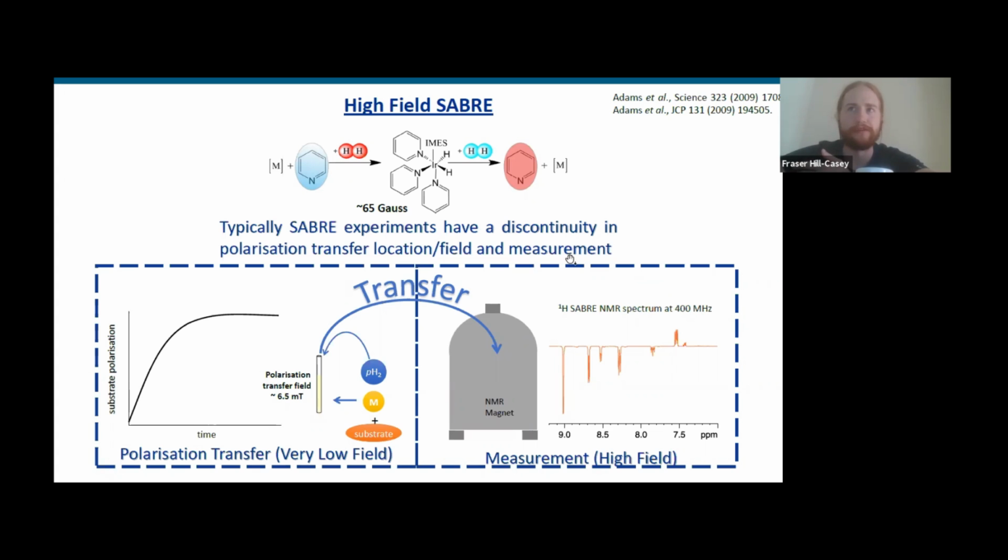The issue that comes with these experiments is that your polarization transfer is performed at a different field, a different location, so you have this complexity of the transfer into your magnet. Next slide, please.